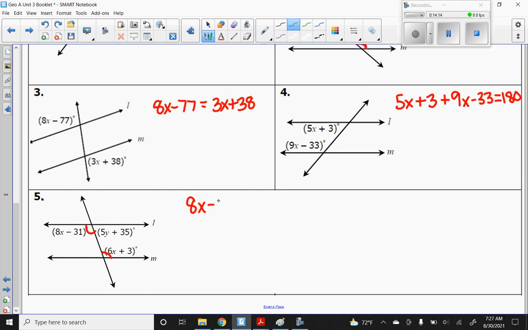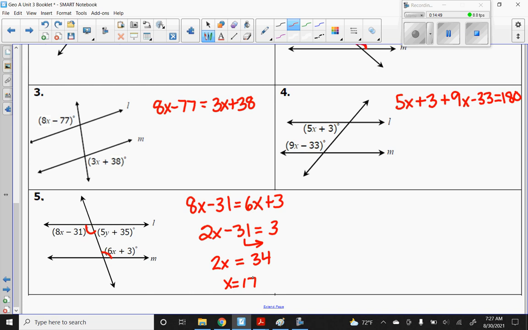So real quick, I will set these equal, and I will solve this. I'm going to subtract 6x from both sides. And what it will look like now is this. Then I'm going to add the 31 by moving it to the right-hand side of the equation. Then I'm going to divide by 2, and x is 17.